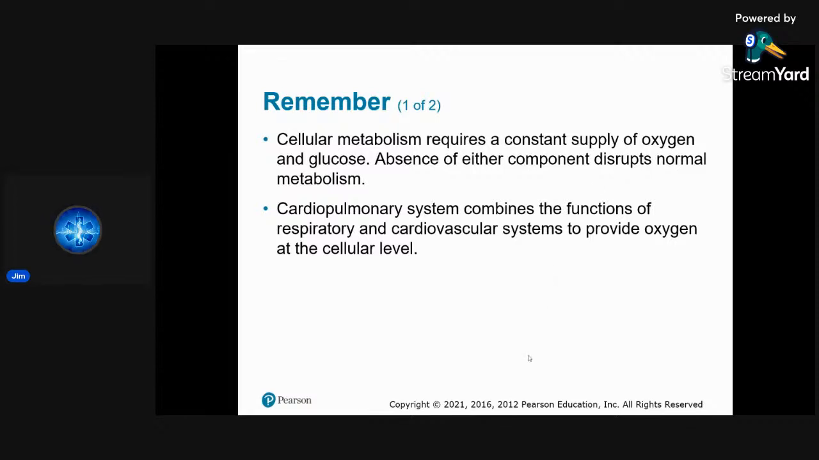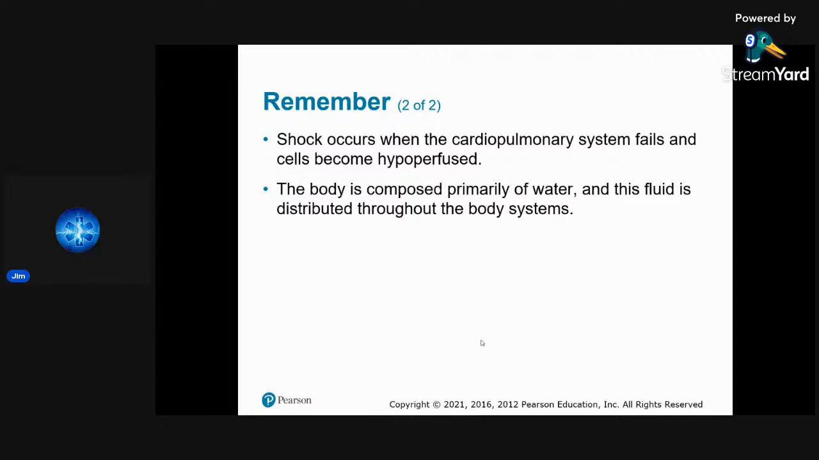The cardiopulmonary system combines the function of both the respiratory and the cardiovascular system to provide oxygen and nutrients at the cellular level, and they have to work together for normal function. Shock occurs when this cardiopulmonary system fails, or cells become hypoperfused. The body is composed primarily of water, and this fluid is distributed throughout the body and controlled by the brain and kidneys. Remember that.